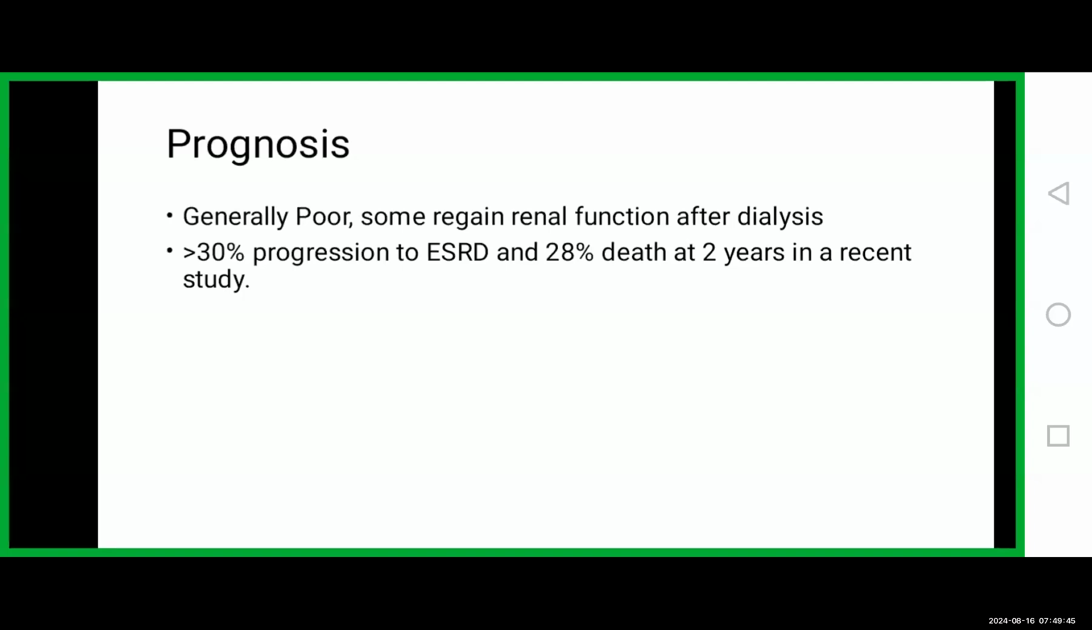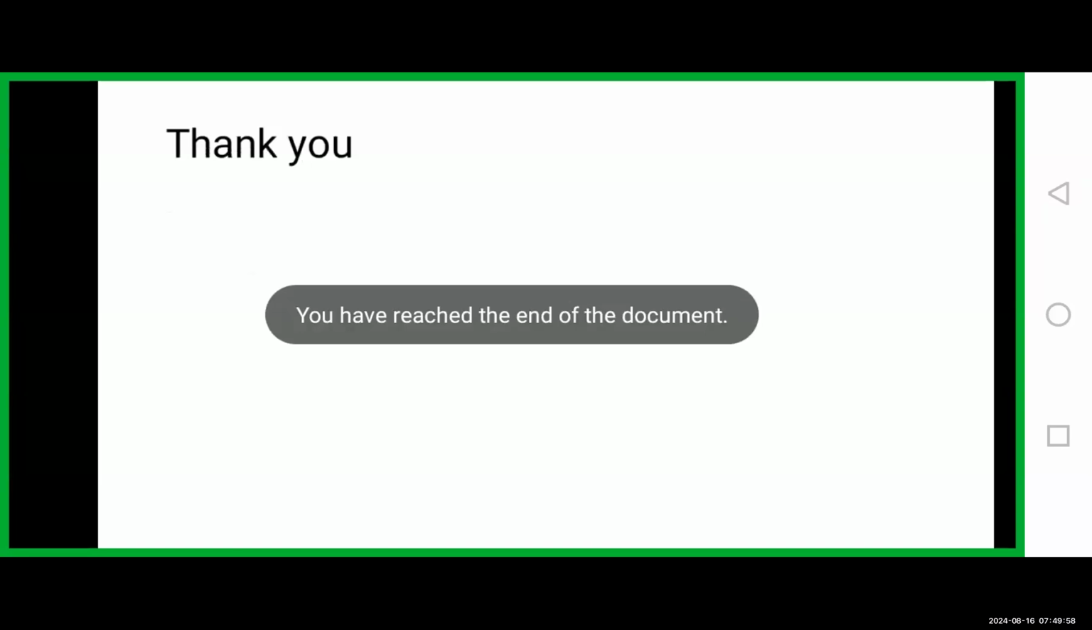Prognosis is poor. However, regain of renal function has been shown following dialysis. 30% may progress to end-stage renal disease, and death can occur in 28% of patients. Thank you very much.